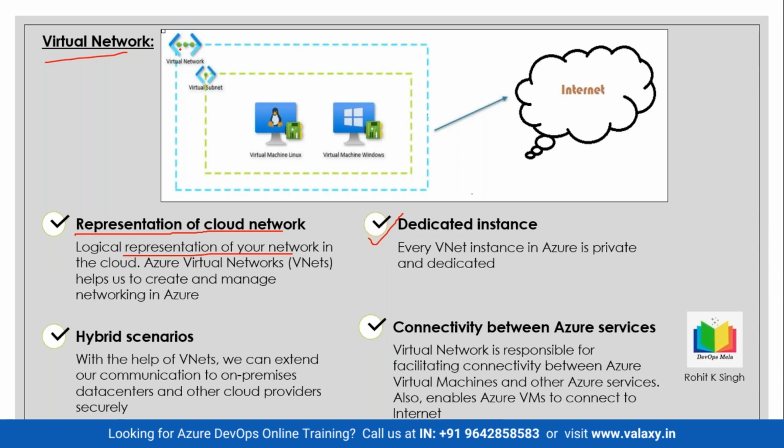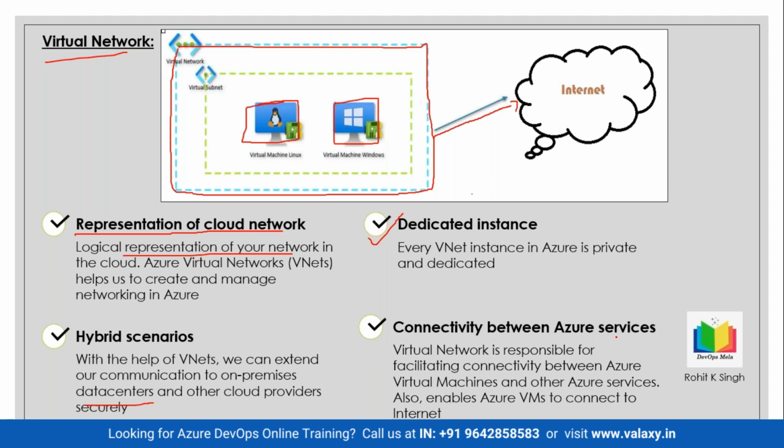If you see this diagram, this is your virtual network, guys. Inside this virtual network, you have your resources. You have your Linux VM, you have your Windows VM, and this is connecting to the internet. Hybrid scenario: with the help of VNet, we can extend communication to on-prem data centers and other cloud providers securely. So as I said, it also supports hybrid scenarios. If you want to connect to on-prem data centers, even that is possible.